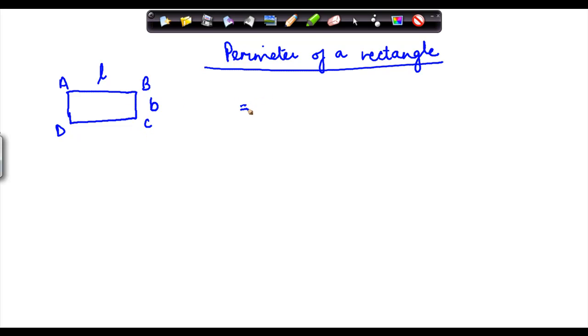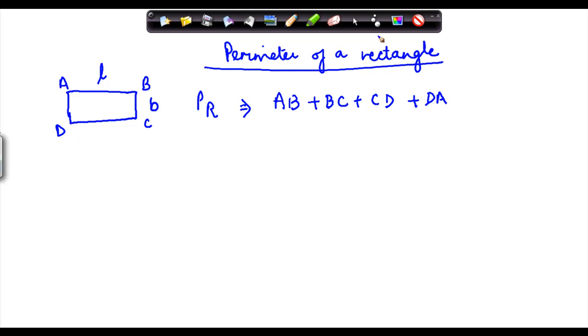Now, as I said, the perimeter of a rectangle, or a polygon which is a closed figure, is equal to the sum of all its sides. Now, what are the sides here? The sides are AB plus BC plus CD plus DA.